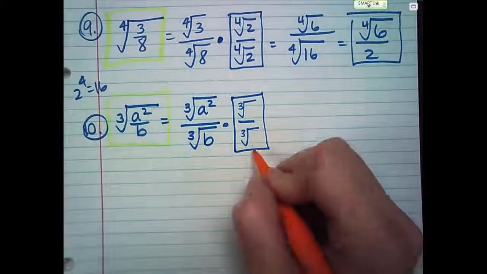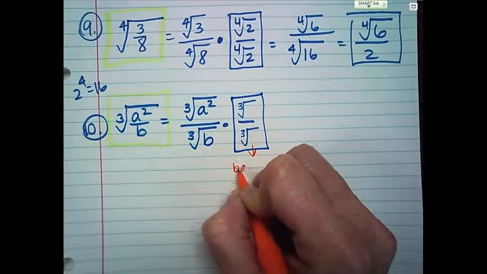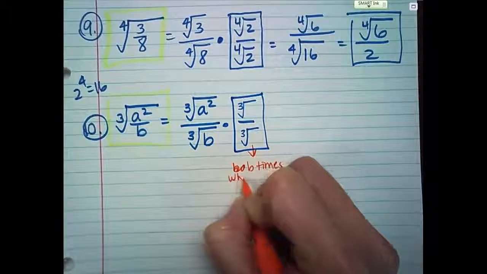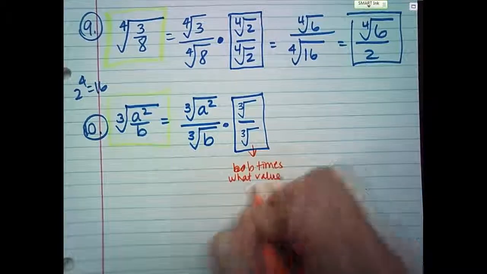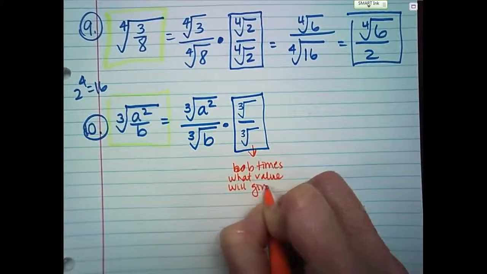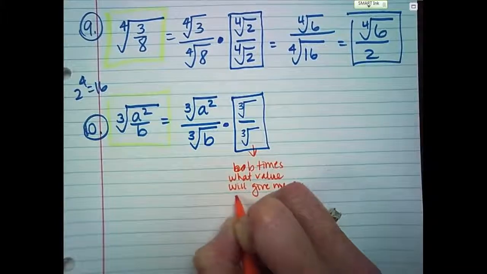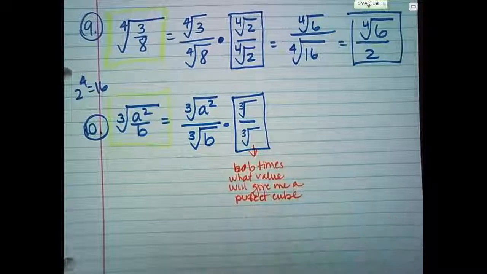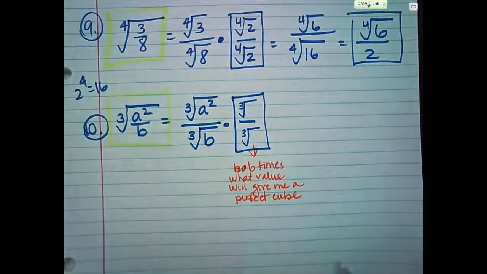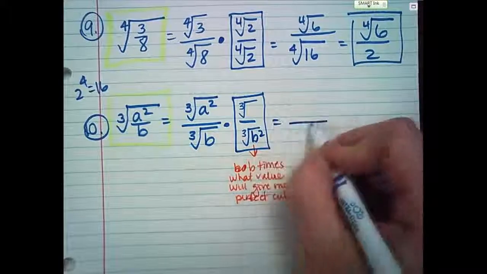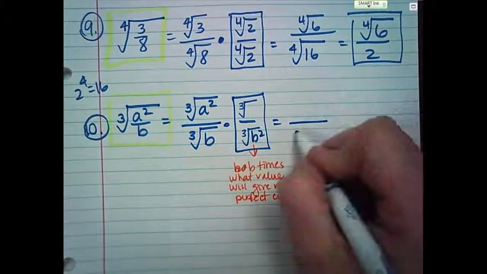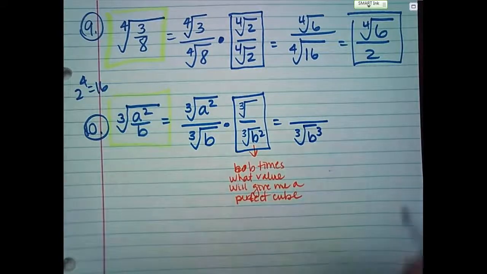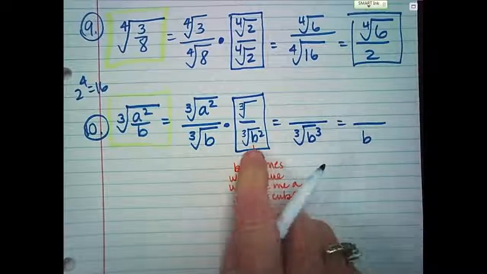And you can write that down. You can say b times what value will give me a perfect cube. And that's what goes there. What's it going to be? b squared. I need 3 b's to be a perfect cube. So b times b squared is b cubed. And the cube root of b cubed is b. But whatever you do to the bottom, you have to do to the top.